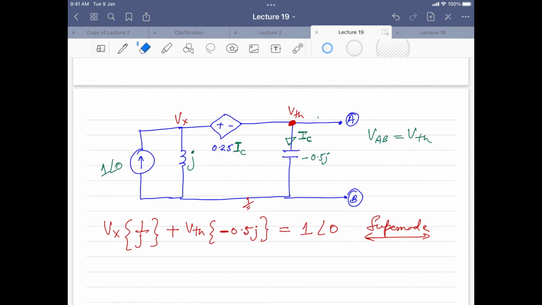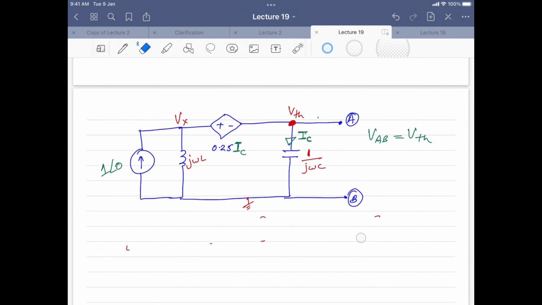Let me remove this, right? And I will write it as 1 by J omega C. Then we will put the values. I think because of that confusion is happening. So this is J omega L. Everyone is okay with this? So let me write that first.